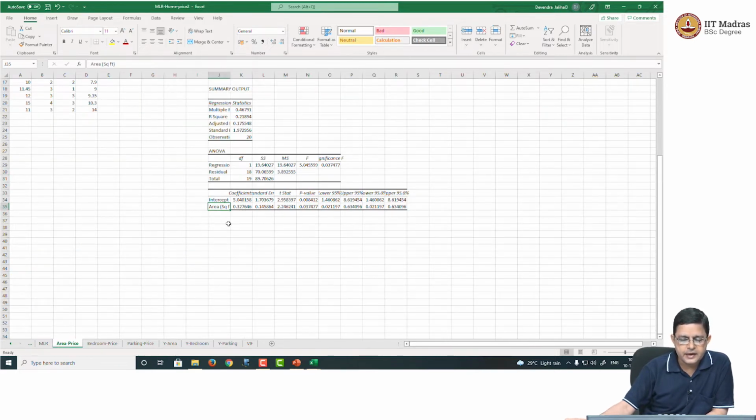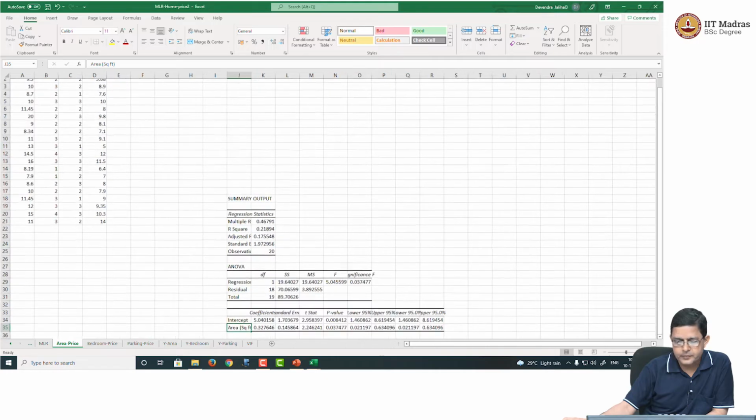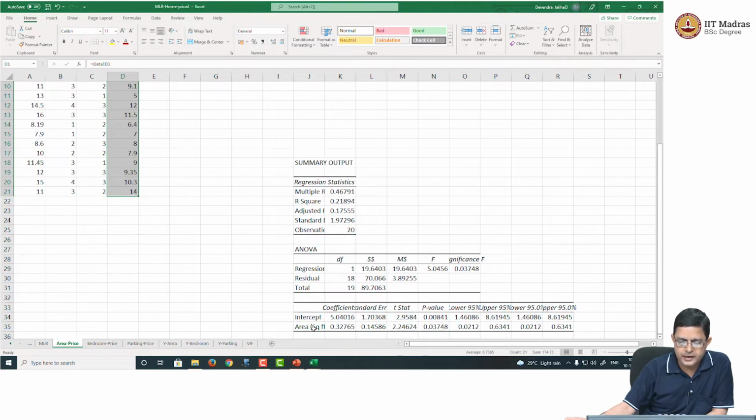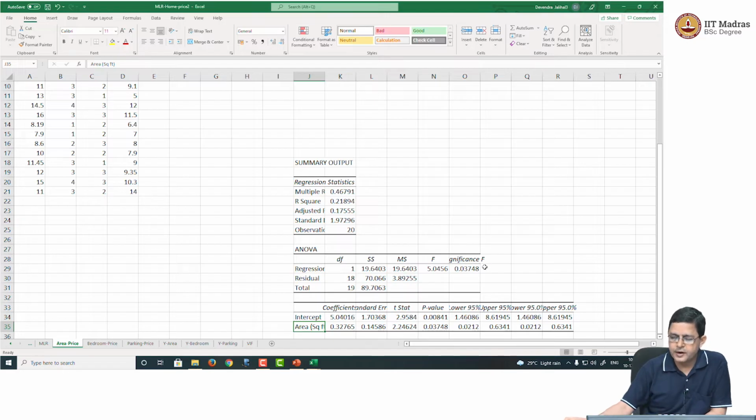where area is the only explanatory variable, I am trying to predict the prices of the apartments using only area, a simple linear regression. Look at the p-value of my overall significance. It is significant. 0.03 is a good value. 0.03 helps me reject the null hypothesis that this regression is not significant. So I will conclude that this regression is significant.